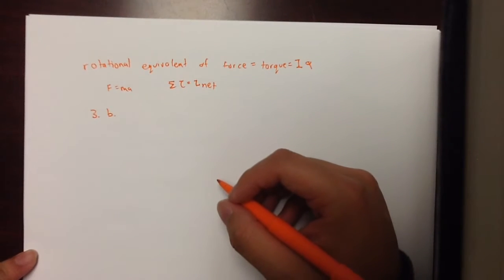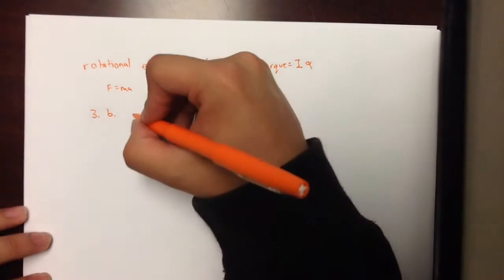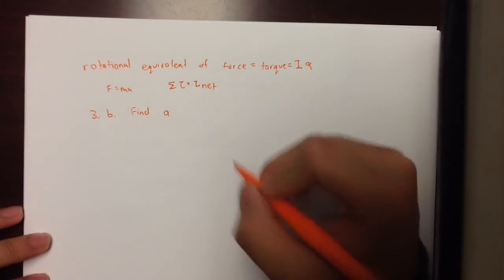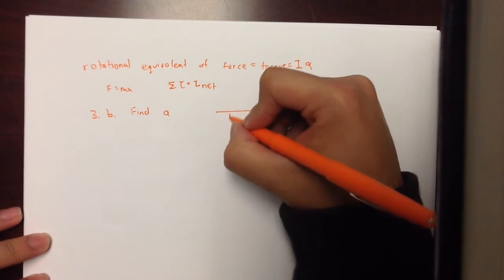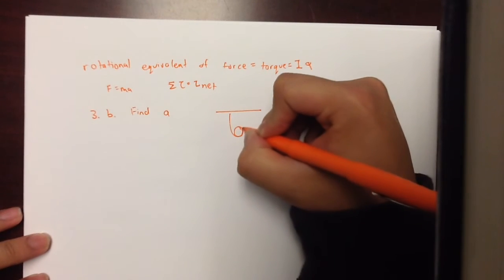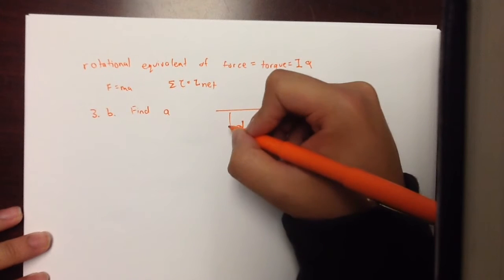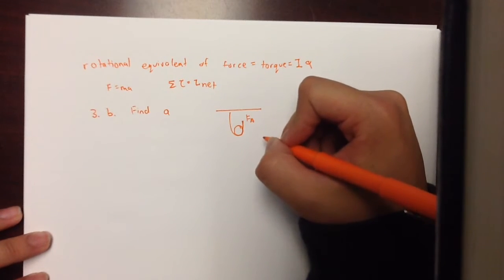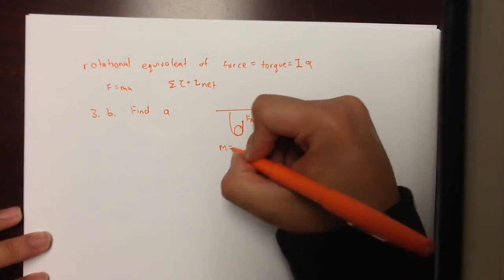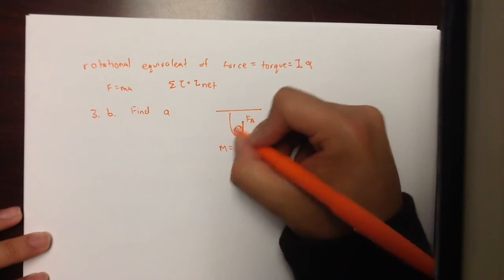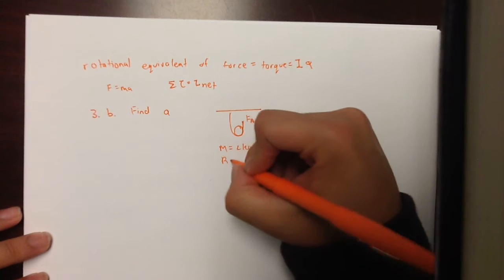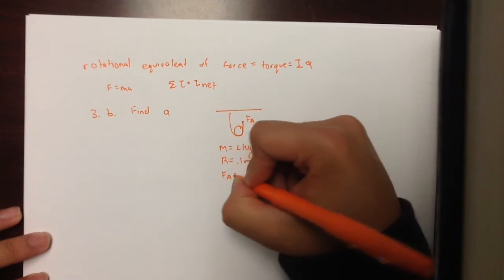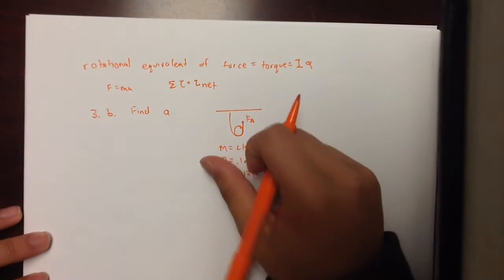So part B of question 3 involves finding the linear acceleration, which is going to be just a. The setup we have is a ceiling, a disc, and a string going around both sides. This is someone holding it up, so it'll be the applied force. The mass of the disc is 2 kilograms, the radius of the disc is 0.1 meters, and from earlier we found the applied force to be 12 newtons.